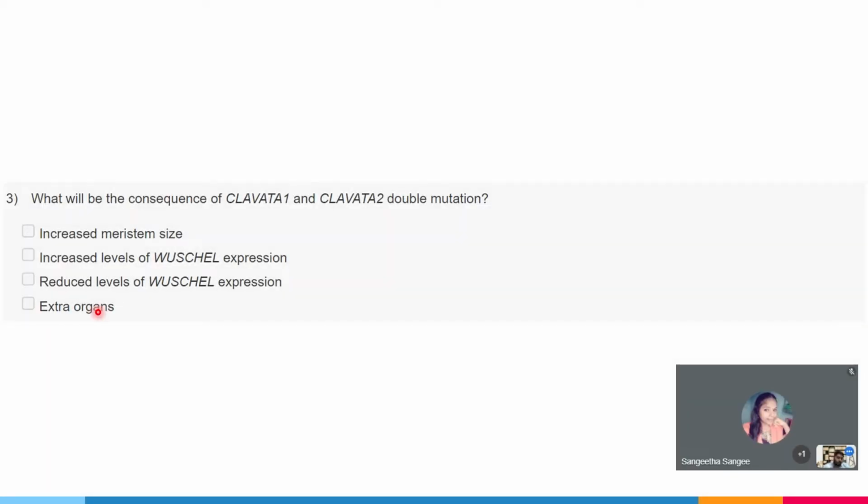So next, after looking at the seed development, we will now look at flower development in close detail. And the first thing we will look at is this question, which is what will be the consequence of CLAVATA1 and CLAVATA2 double mutation? So for context, this particular question comes from the angle of meristems and especially inflorescence meristems.